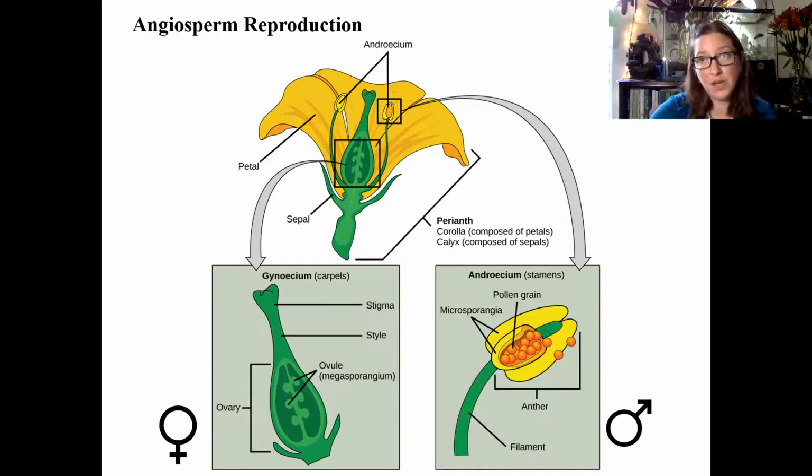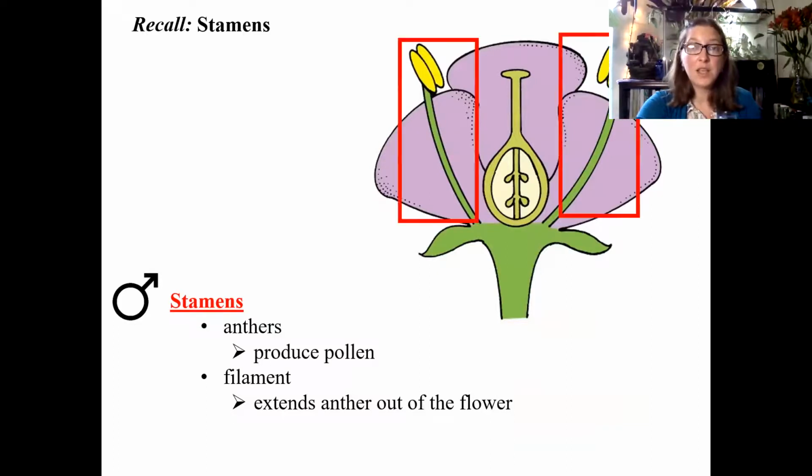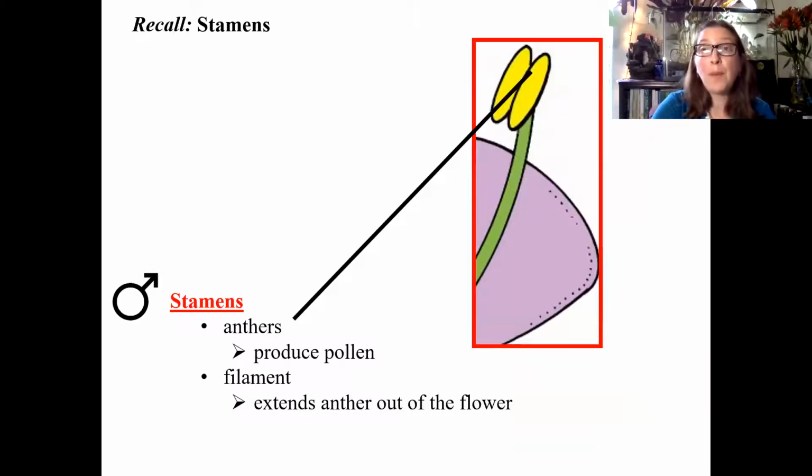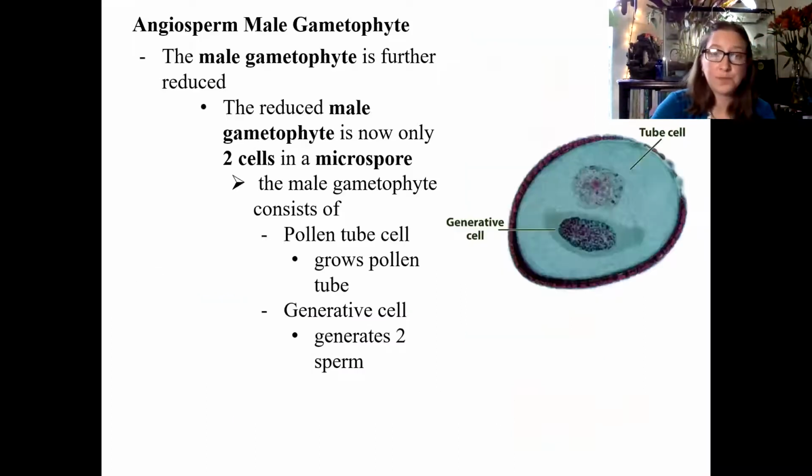Now we're going to look at pollen a little bit, which is the male part. And that's from the stamen, right? So these are both stamens in these red boxes. The stamens are composed of anthers, which are where pollen is made, and a filament that just holds the anthers out of the flower. And just like the female gametophyte plant has been reduced to only 8 cells, the male gametophyte plant has been reduced even smaller, into only 2 cells, which is very, very small.